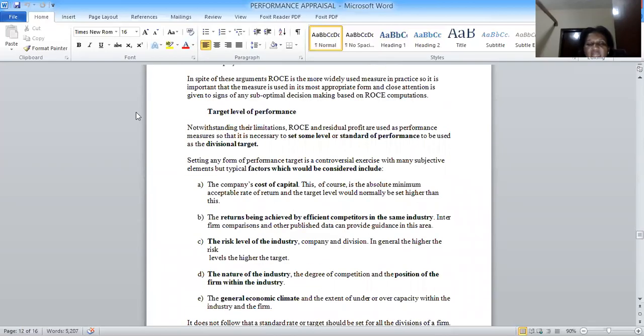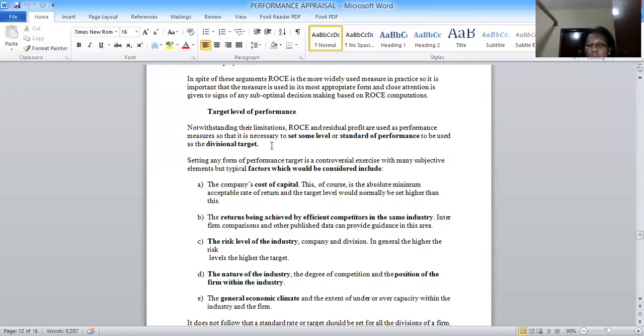Then we are looking at target level of performance. When you talk of target level of performance, it's like you are setting a target, or there's supposed to be a divisional target, and then that target will help you to assess the performance. So notwithstanding their limitations, ROCE and the residual profit are used as performance measures, so it is necessary to set some level or standard of performance to be used as the divisional targets.